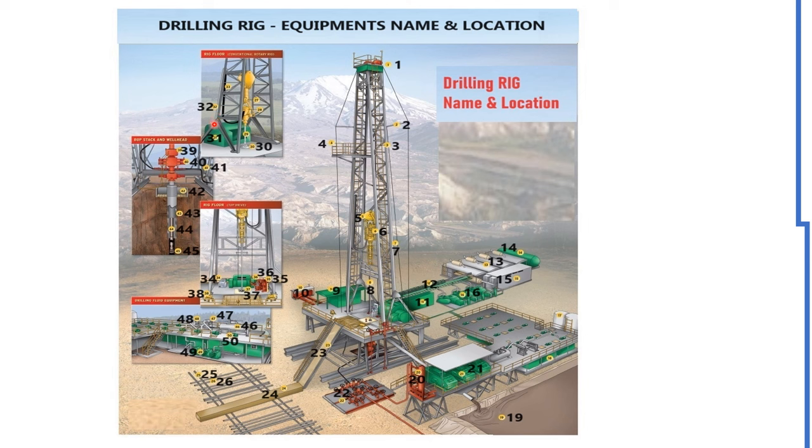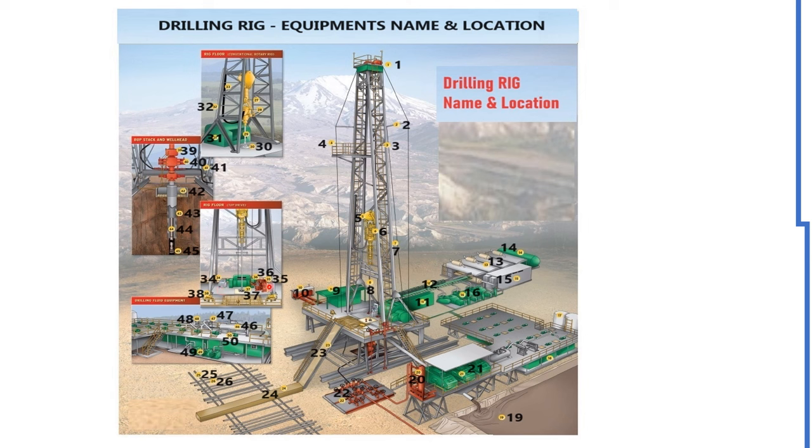32. This 32 is the standpipe. Now 34 is the driller's console. Here, this one is the driller's console. The driller's cabin. The driller's console.